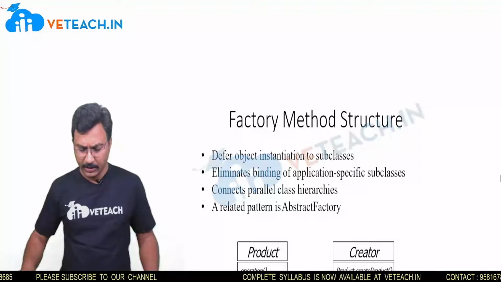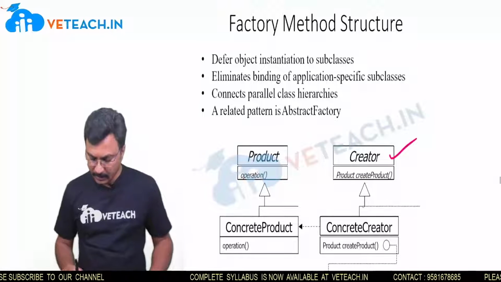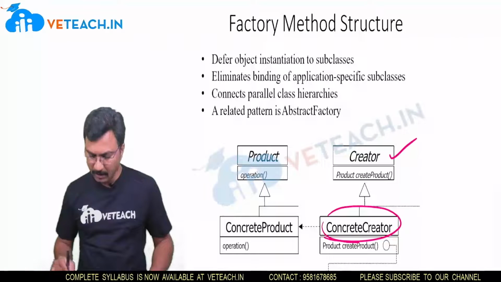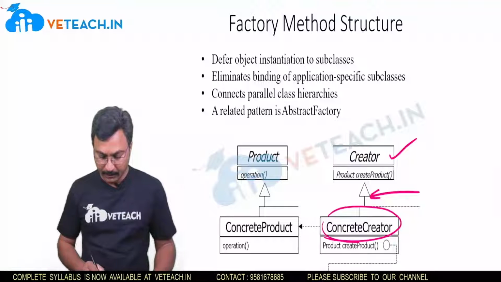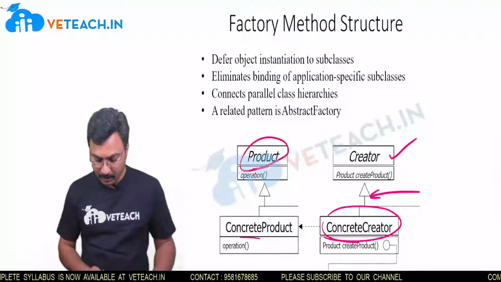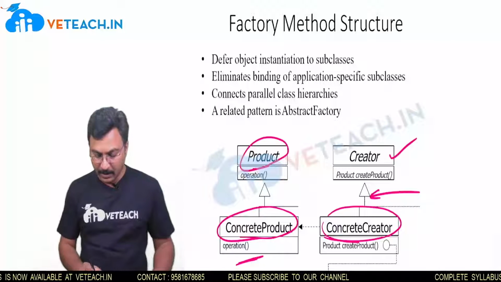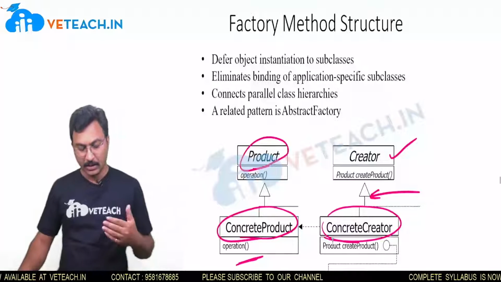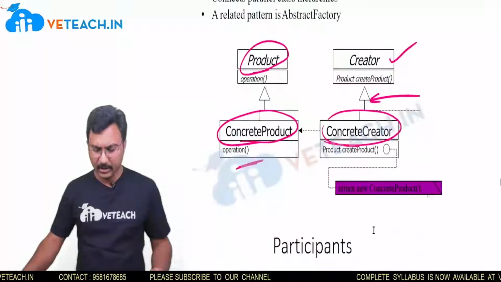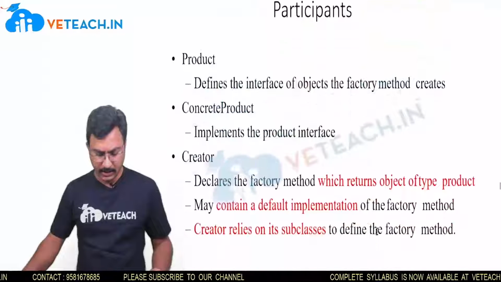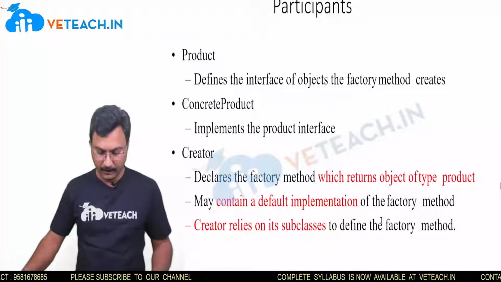The structure is very simple to understand. There is a creator, and a concrete creator, which is a specialization of the more general creator. There is a product and a concrete product. The operations are very specific, and the relationship being used is between general and more specialized classes. So that's the structure. What are the participants? There are four participants: a product, a creator, a concrete product, and a concrete creator.